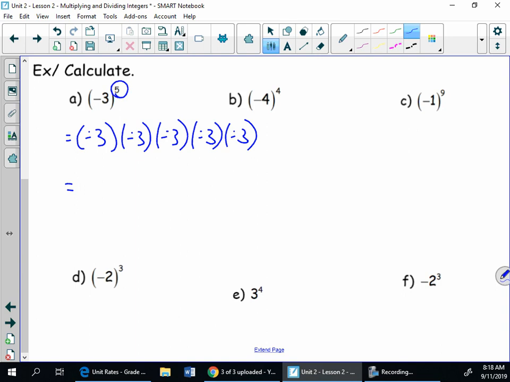5 is an odd number. Odd numbers create a certain kind of exponent. Let's think about this. Those two together make a positive, right? Those two together make a positive. So I have one extra negative sign. That means my answer is going to be a negative.